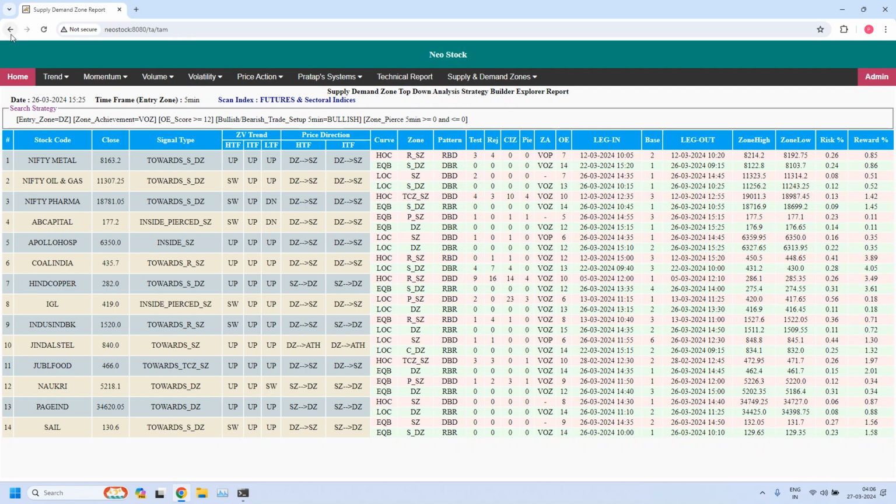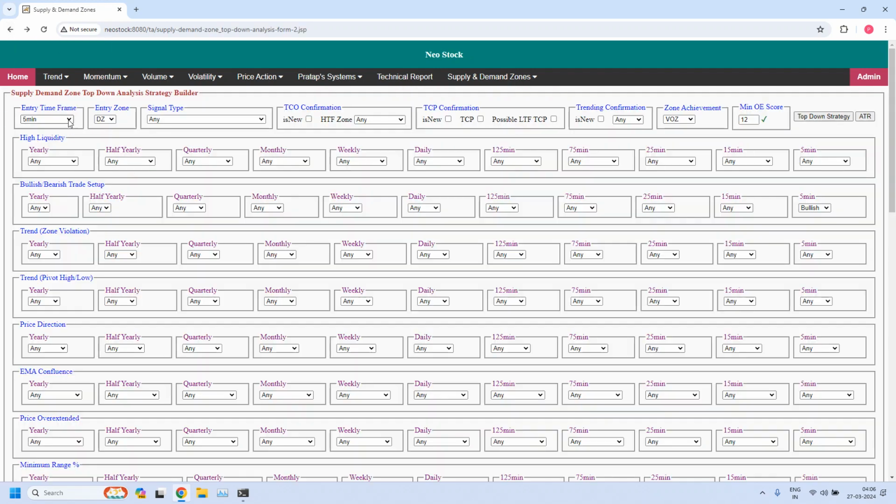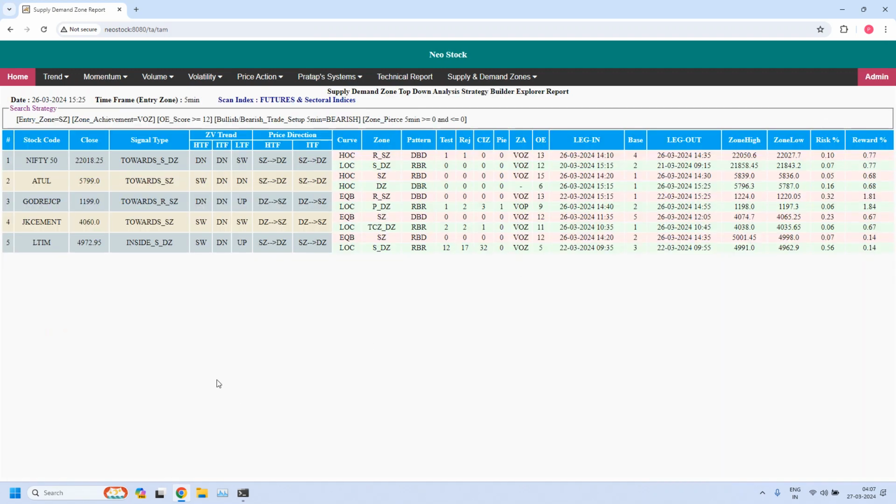Now let's go back. Now let us generate a bearish trade setup for hourly income trade. The entry time frame is 5 minutes, but the entry zone should be the supply zone. And in the bullish or bearish trade setup, at the 5-minute time frame, we change from bullish to bearish. Because it is a bearish trade setup, the remaining parameters are the same: zone achievement VOZ, odd enhancer score 12, zone not pierced, and let us filter. Now 5 stocks are filtered which are supporting a bearish trade setup for hourly income trade. So these are different stocks from the two earlier reports.